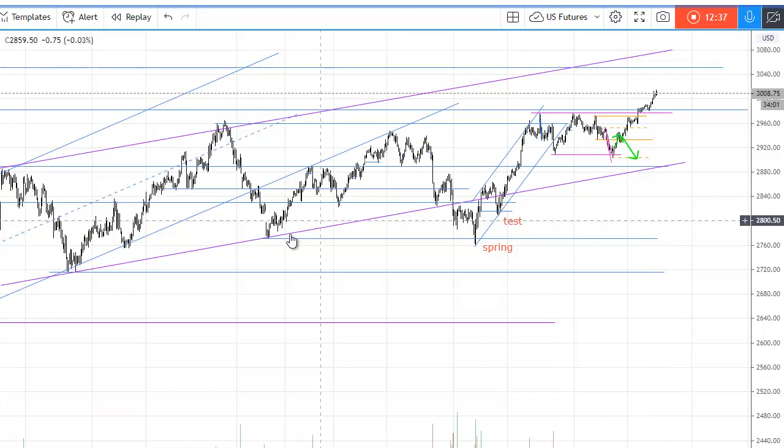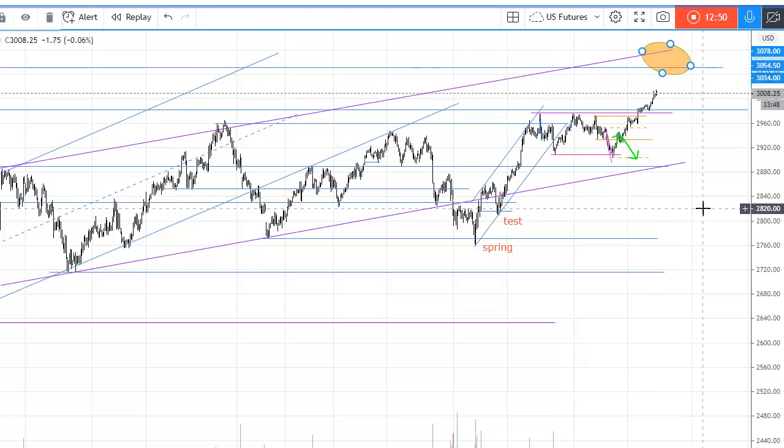And if I base it on the up channel here, then we can probably see an overbought around 3080 at this point. So let me just highlight this. These are the possible targets. The first target that I look at, 3050 to 3080.